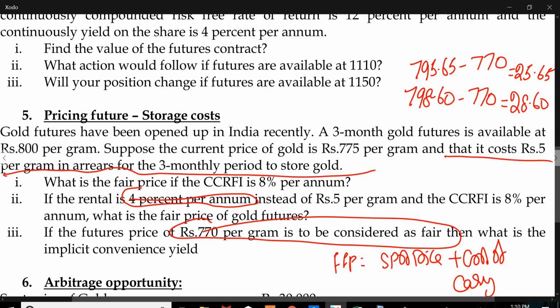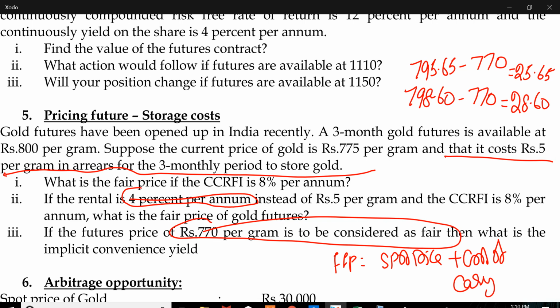Basic rule is there is always a benefit of holding on to the physical asset if there is a scarcity of a product. If there is no scarcity, there is no concept of convenience yield. There is no concept of having a physical commodity and gaining out of it. Any doubts in this?